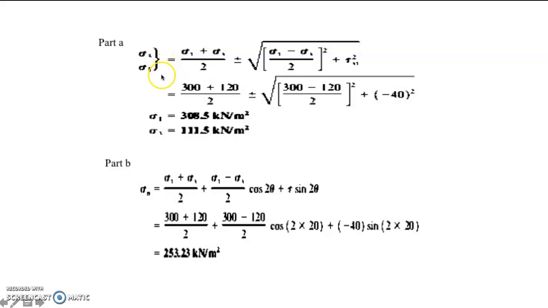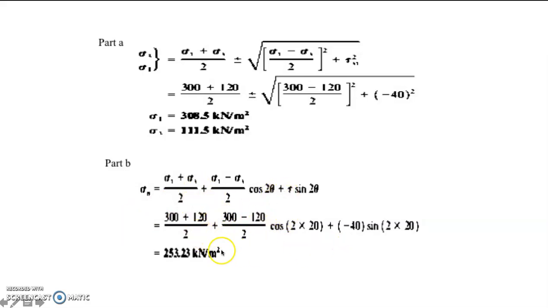Using the equation that was presented a while ago to compute for sigma sub 1, substitute the given values for the stresses in x and y direction. You get the value for sigma sub 1, which is the major principal stress, 308.5 kilonewton per meter squared, and the minor principal stress, again using the equation that was presented a while ago, sigma sub 3 is equivalent now to 111.5 kilonewton per meter squared. And we are going to compute for the normal stress and the shear stress. So the normal stress is equivalent to this equation. You simply have to substitute our sigma sub 1, our sigma sub x and sigma sub y to this equation, and of course our theta.